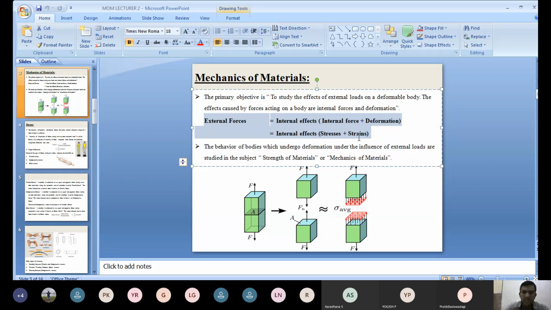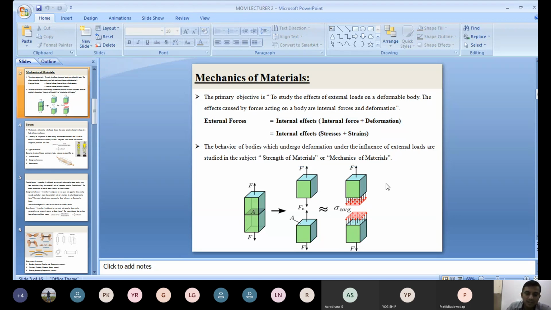Now our aim in this subject, mechanics of material, is to determine how the body behaves. Your body is a deformable body. How does the deformable body behave when it is subjected to an external force, right? Our ultimate aim is to determine the stresses induced in the body and the strains induced in the body. That is the main aim in the subject. Later we'll come to know why we want to study stresses and strain.